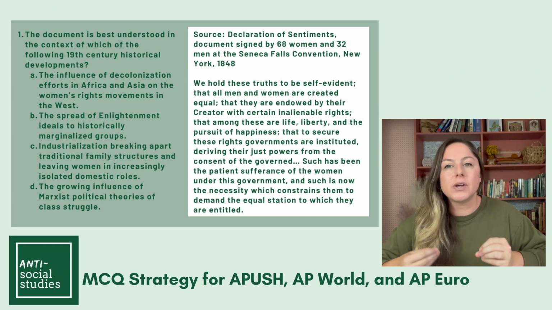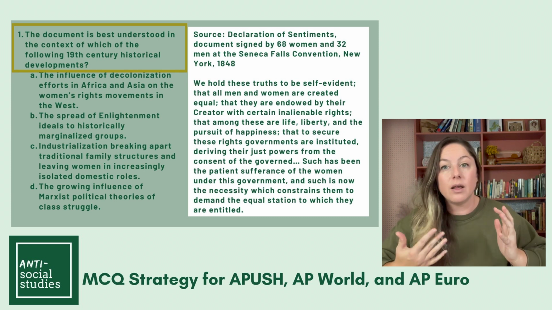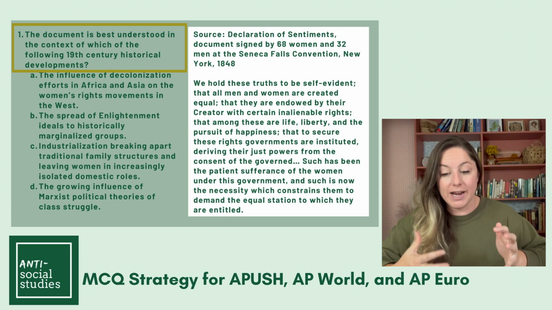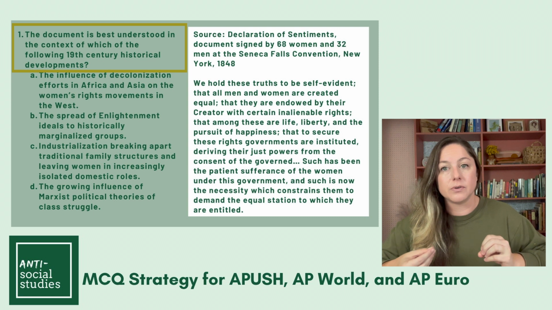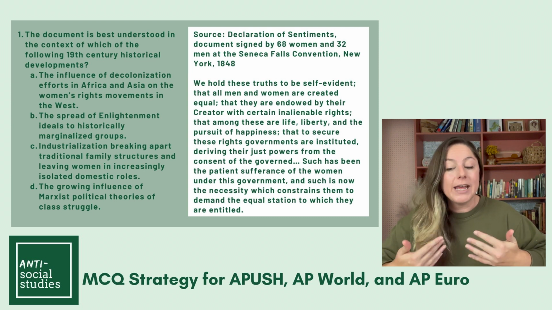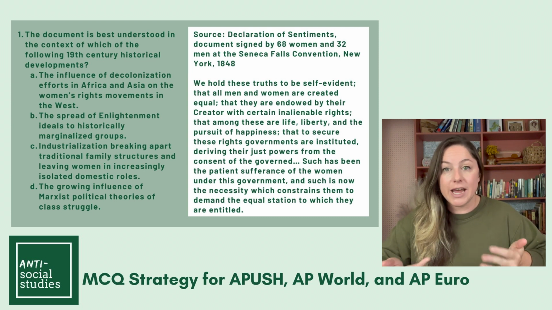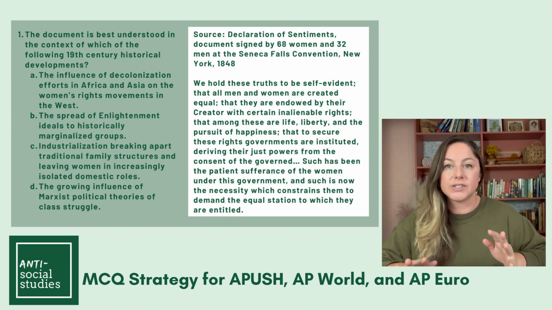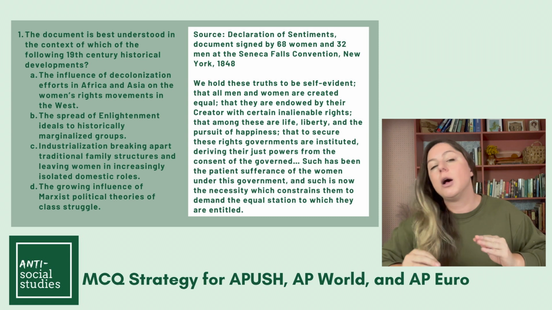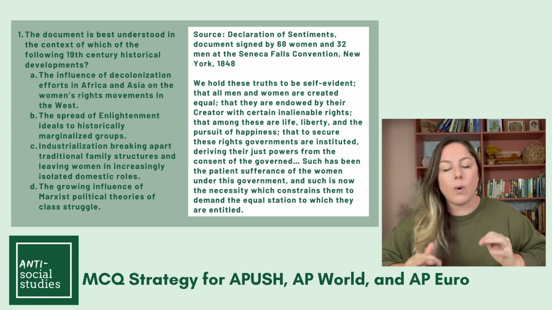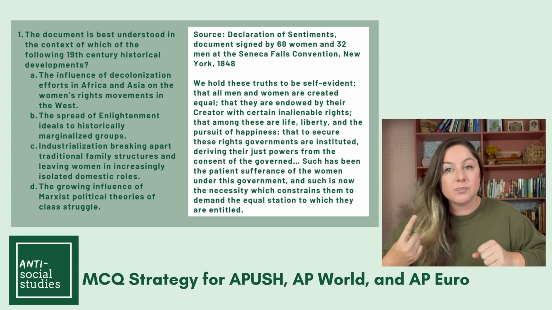Great. Now let's go back to the question and read the question one more time. This document, this women's rights document, is best understood in the context of which of the following 19th century historical developments? Again, if you look through A, B, C, and D, and you feel like you're 75% sure that you already know what the answer is, great, pick it and move on. But let's walk through the process if you weren't quite sure what the answer would be. Step one is process of elimination.